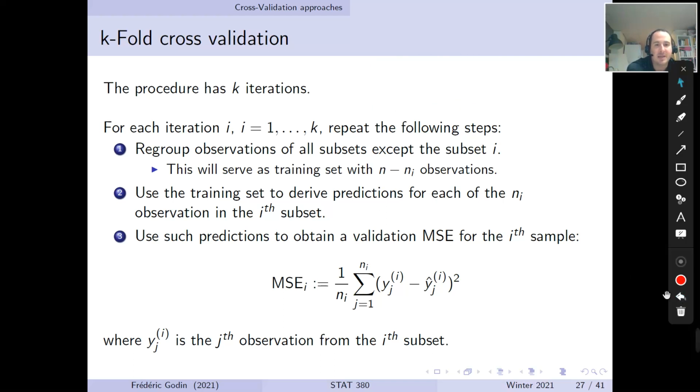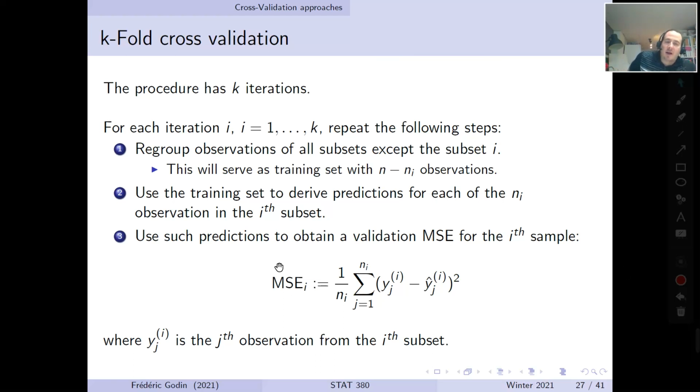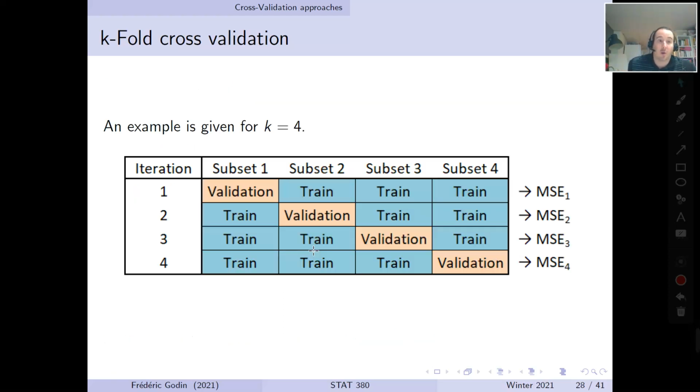So now for each subset we have a mean square error, and the final step consists in aggregating these mean square errors across all the subsets. We'll see that in a few slides, but before that, let's illustrate this case for k equal to 4 subsets. Here in iteration 1, we pool all observations except for the first subset, and we train the model on all observations in subsets 2, 3, 4. Then once we have that, we can make predictions for the first subset, use that as a validation set, and come up with MSE 1.